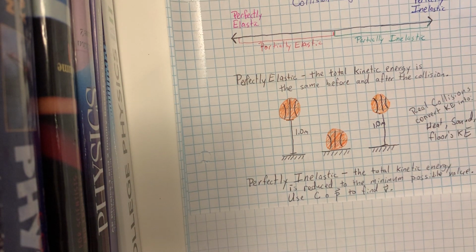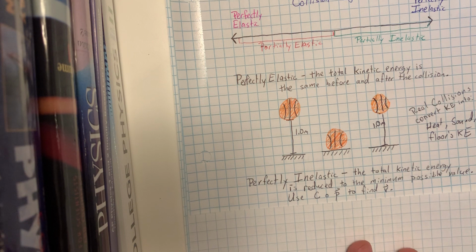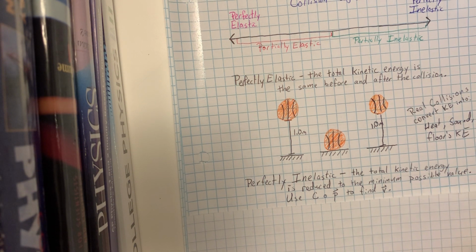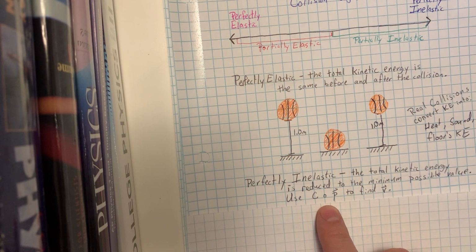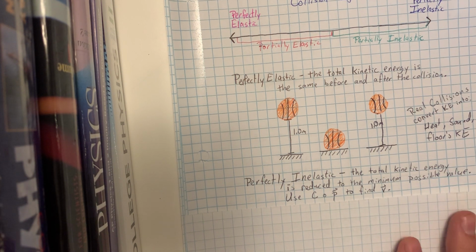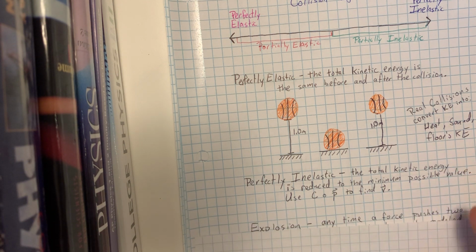So if we have a perfectly inelastic collision, total kinetic energy is reduced to whatever the minimum possible value is. We need to use conservation of momentum to figure out what that velocity is, but in perfectly inelastic collisions, we're going to lose kinetic energy, and kinetic energy is not going to be conserved.